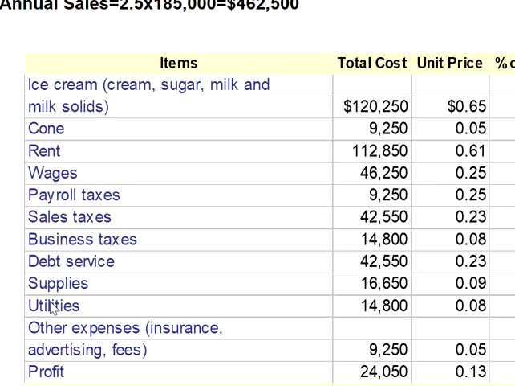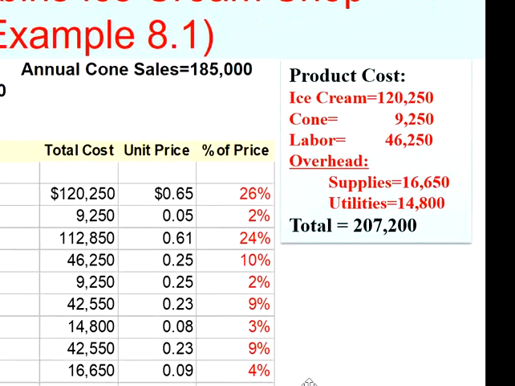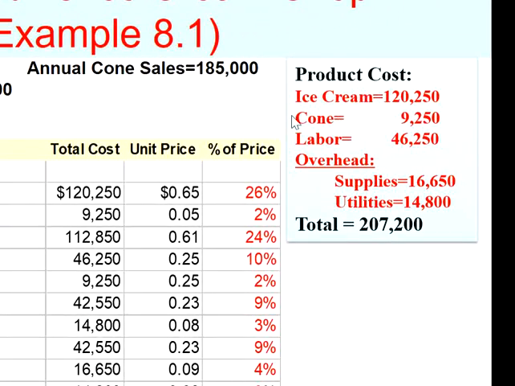So then these are the other expenses, profit. The question was, what are the product costs? So we just need to add those items, which are ice cream and cone. This is our material cost. This is labor. These are the two overhead costs. So if we add all these items already given, this is our total product cost.